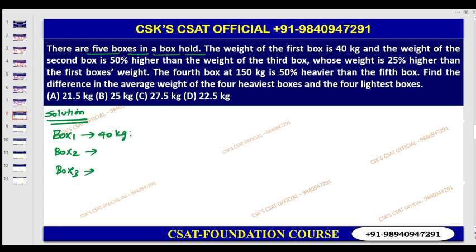The third box whose weight is 25% higher than the first box. 25%. So 40, that is box 1 here, right? Plus 25%. 25% of 40 is nothing but 10. So therefore 50. Right? Next here.